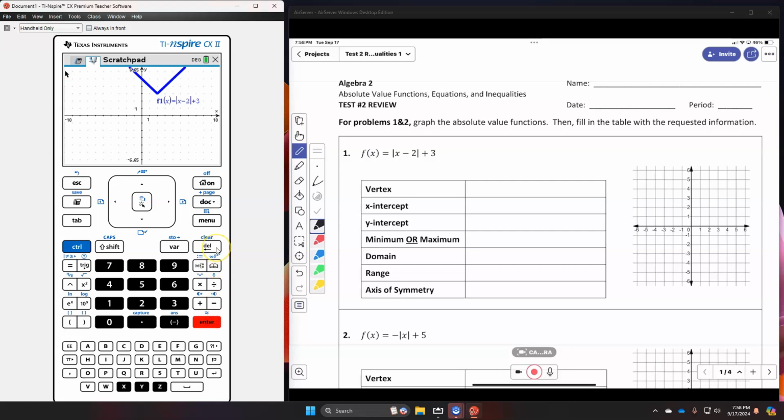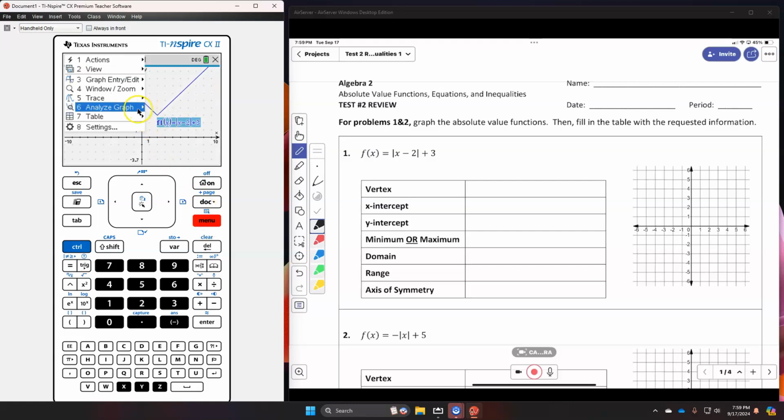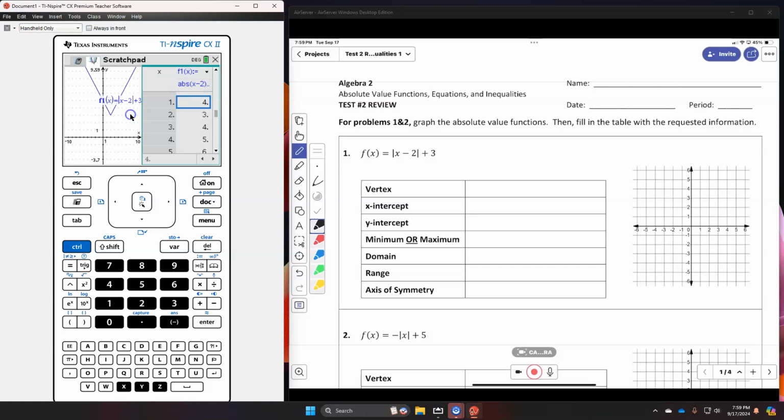We're going to be graphing number 1. So I went ahead and put it into the calculator. You notice that this point right here is a minimum. It's also the vertex. And if you want to see the table, you can go to the table.